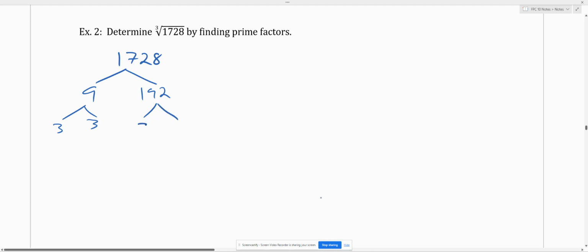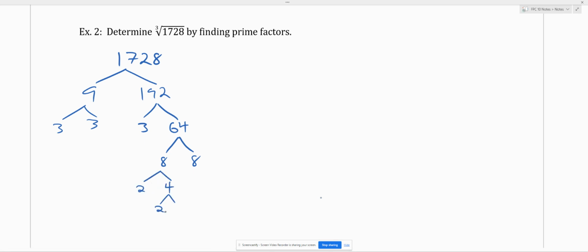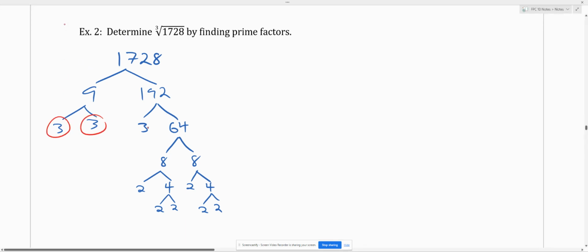192 is divisible by 3 times 64. 64 I can break into 8 times 8. And these are going to break up identical to 2 times 4, then 2 times 2. And again, 2 times 4, and then 2 times 2. So how many prime factors did I get? I have 3 threes, and 6 twos.